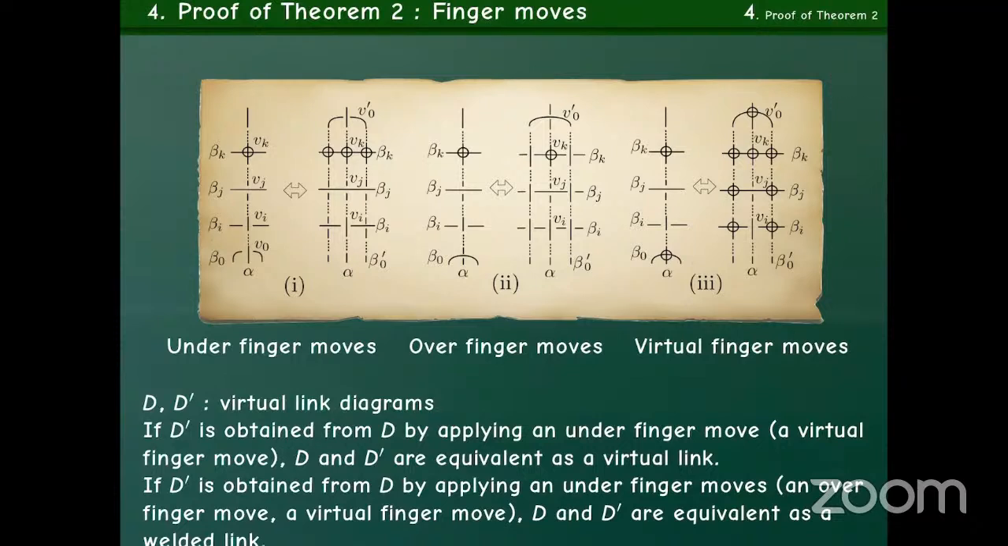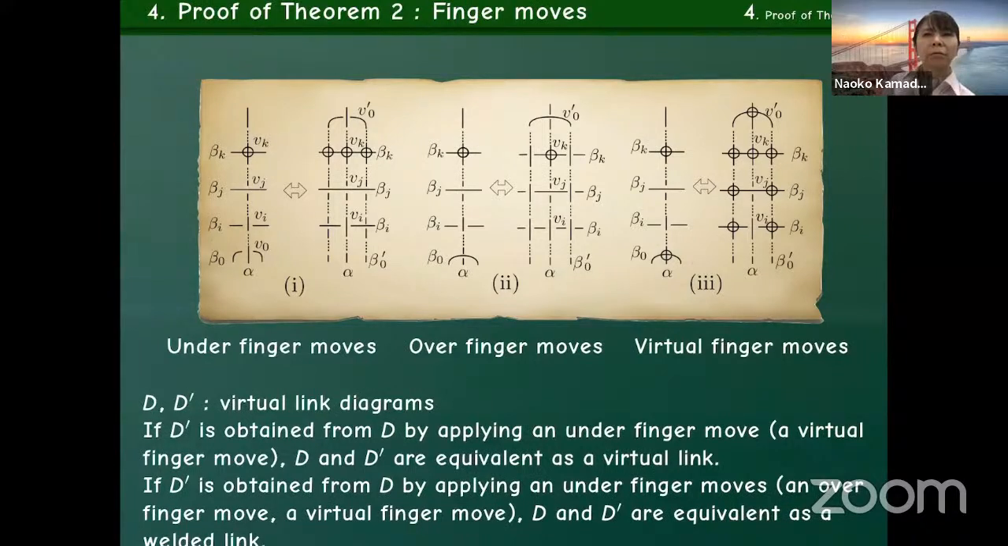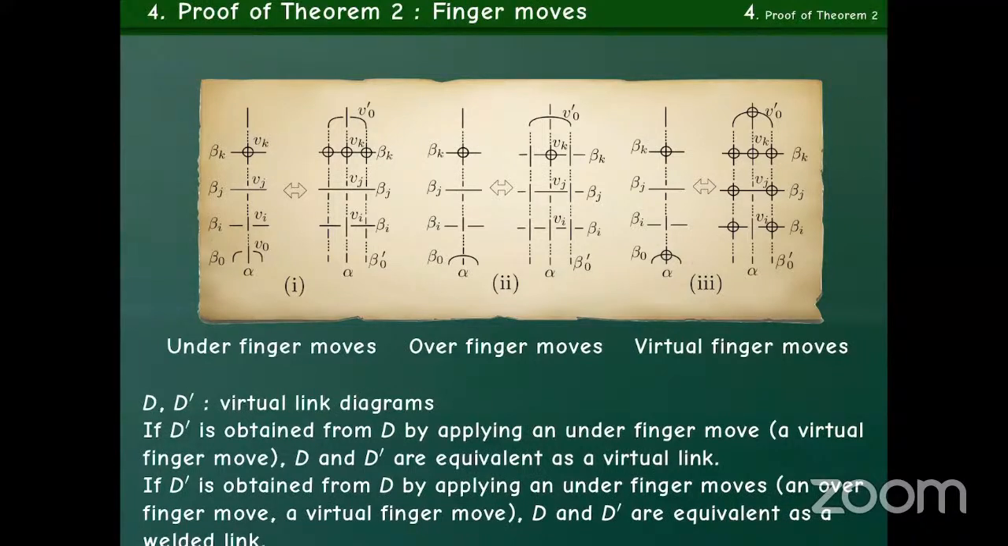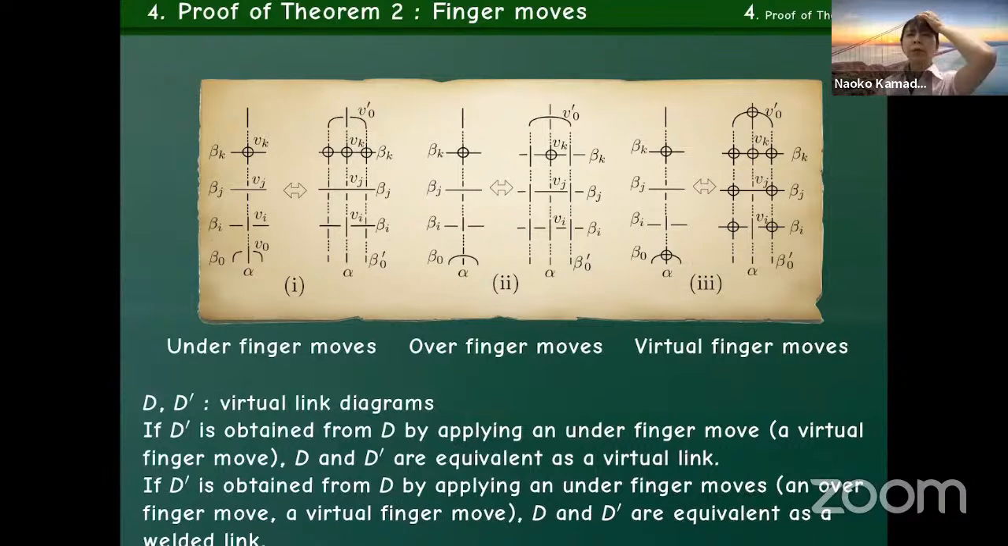Excuse me. In the first statement, you say if an under finger move, then equivalent as a virtual link. Maybe you mean if they are equivalent by a virtual finger move only, then they are equivalent as virtual link. Pardon? Yeah, no, under finger move or virtual finger move.